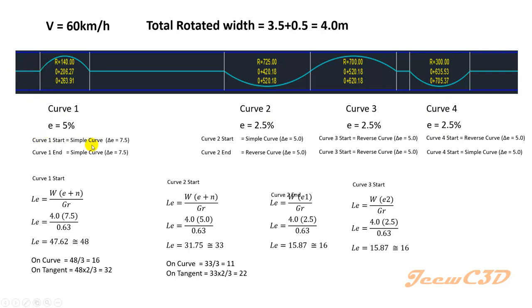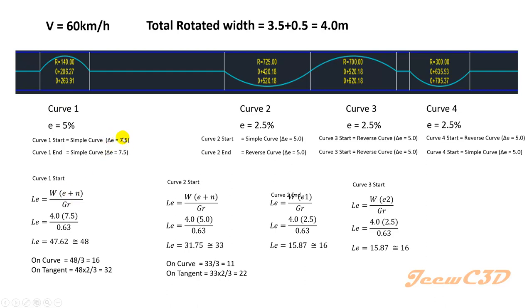So if you think about the start section, this section of curve 1, it is acting as a simple curve. That means you have a long straight and a curve. So this part is acting as a simple curve. So in this section you have minus 2.5 super elevation, that is normal cross fall. In this section you have plus 5 super elevation. So minus 2.5 to plus 5, your delta E, otherwise E plus N, would be 7.5.